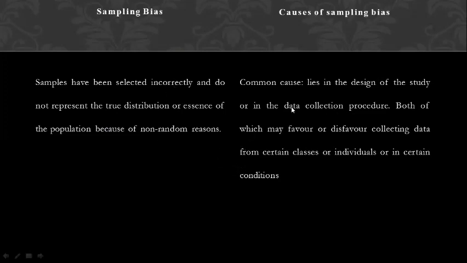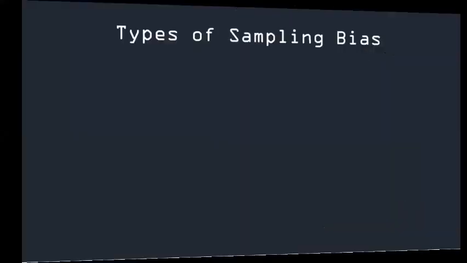The reason is the data collection process. Because of the data collection process, it may happen that you favor certain individuals, or do not favor other individuals. That results in sampling bias.